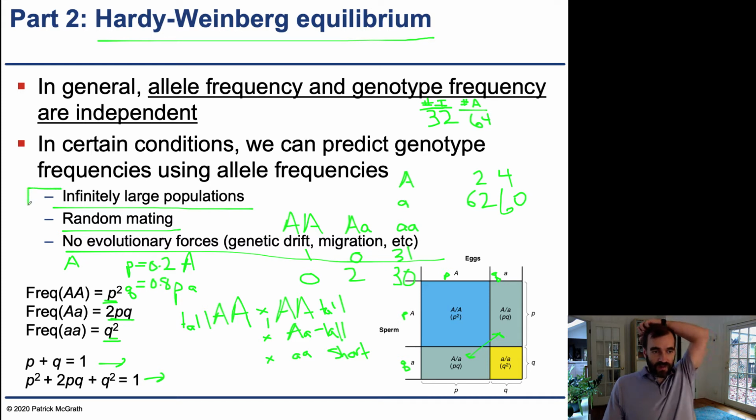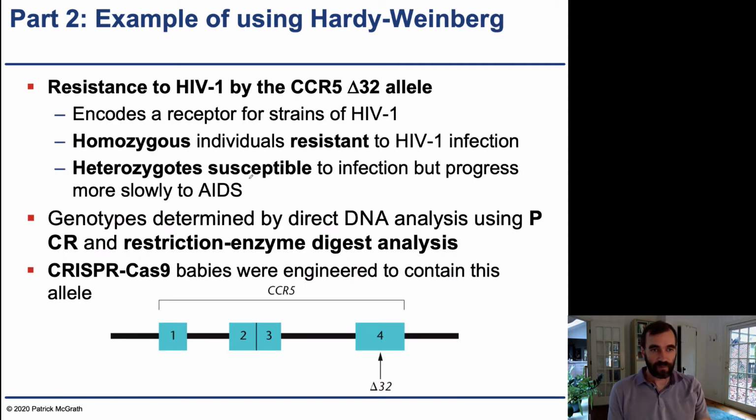But if all these three conditions occur, then we can predict with certainty the genotype frequency using allele frequency. Very often, as you'll see later, we assume that this is the case. We're going to assume that populations are in Hardy-Weinberg equilibrium in order to make certain predictions. So let's go over a couple examples.